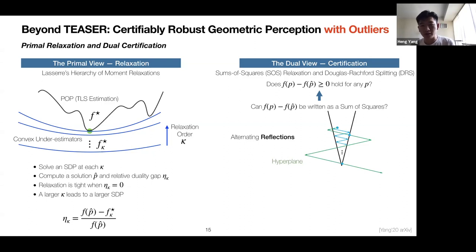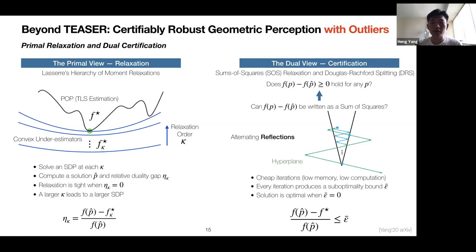So the intuition is really in this simple image. The cyan ones are the ordinary projections, which can be slow in terms of convergence. But if you are more aggressive, you take each of these straight lines to be mirrors, and then at each step, instead of doing ordinary projection, you do reflections, and you see that in just a couple of steps, you are able to get very close to the intersection point. So this is really the intuition behind reflections. The good thing about reflections is that each iteration is cheap. And also every iteration tells you a suboptimality gap of p hat to the global minimum solution. And of course, the solution is optimal when the gap is zero. So this creates the primal and dual view of designing certifiable perception algorithms.